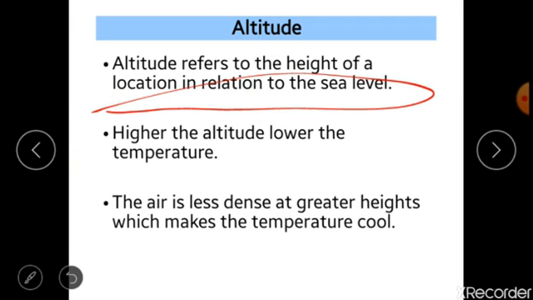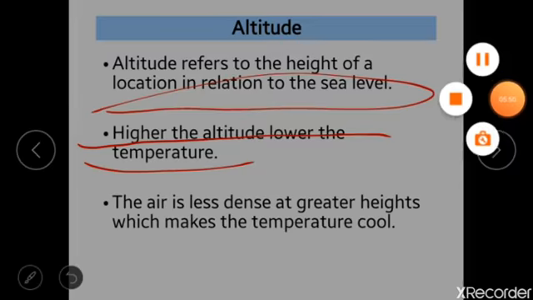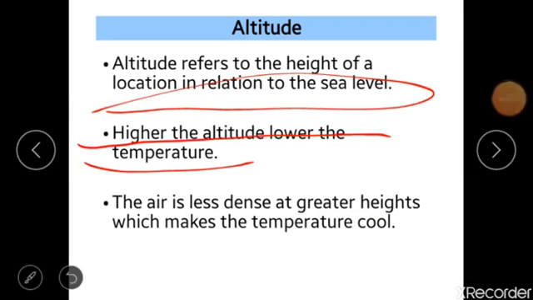The higher the altitude, the lower the temperature. As we move higher, the temperature decreases and the climate is cold. You must have experienced it if you have ever been to mountainous areas, mountainous regions.